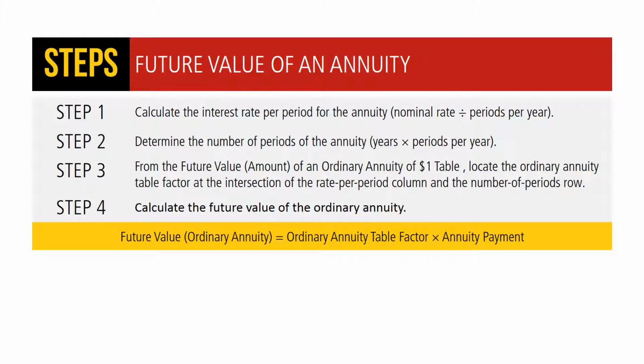Step 1. Calculate the interest rate per period for the annuity. This is the nominal rate divided by periods per year. Step 2. Determine the number of periods of the annuity. This is years times the periods per year. Step 3. From the future value amount of an ordinary annuity of $1 table, locate the ordinary annuity table factor at the intersection of the rate per period column and the number of periods row. Step 4. Calculate the future value of the ordinary annuity. The formula is future value of an ordinary annuity equals the ordinary annuity table factor times the annuity payment.